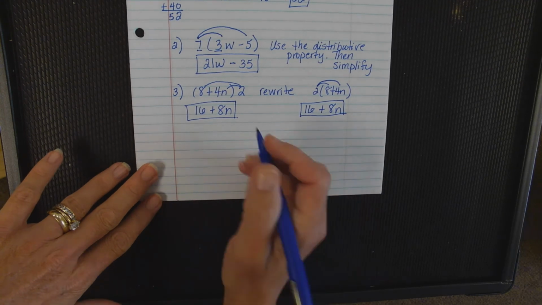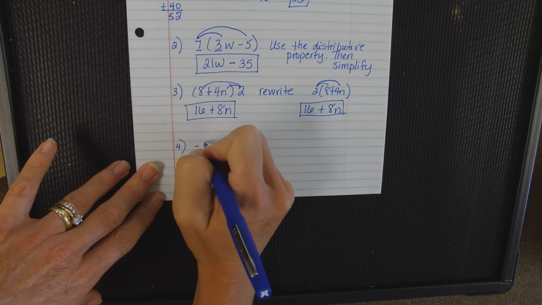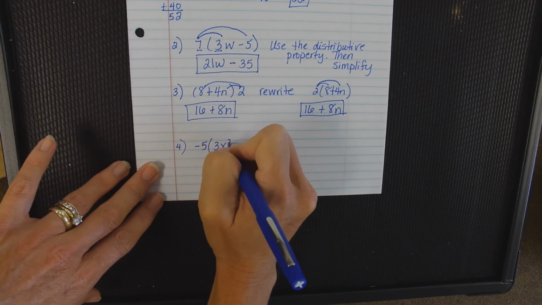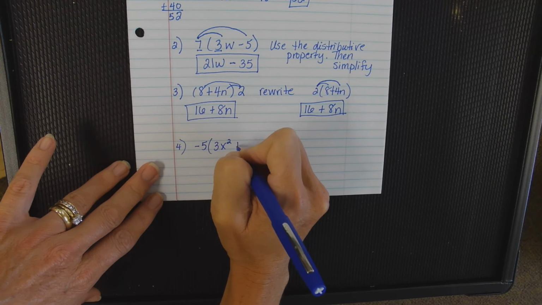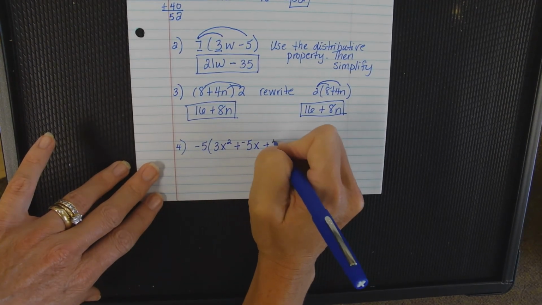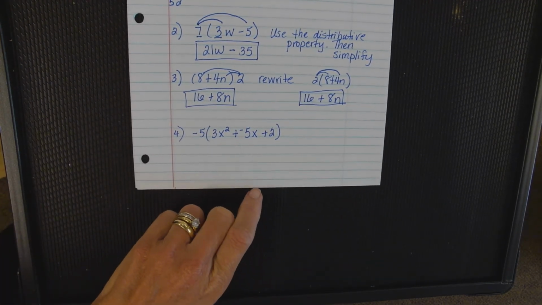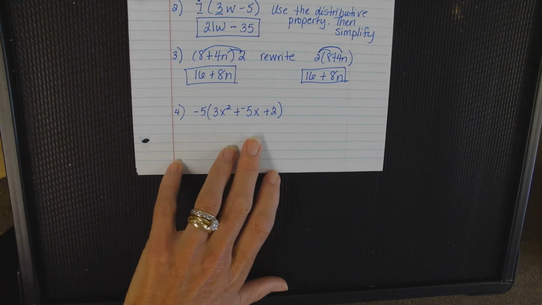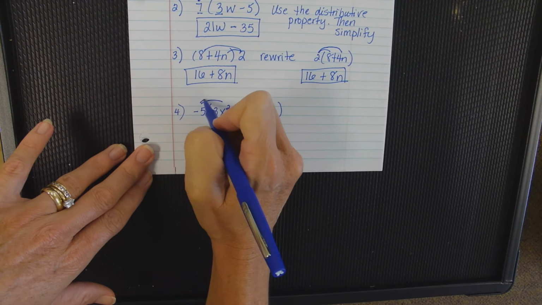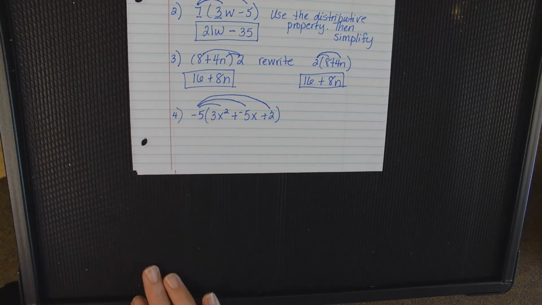All right. Let's do one more. All right, you got some negatives here. You are distributing this -5. You have 3 expressions to distribute. Do the math. See how you do.